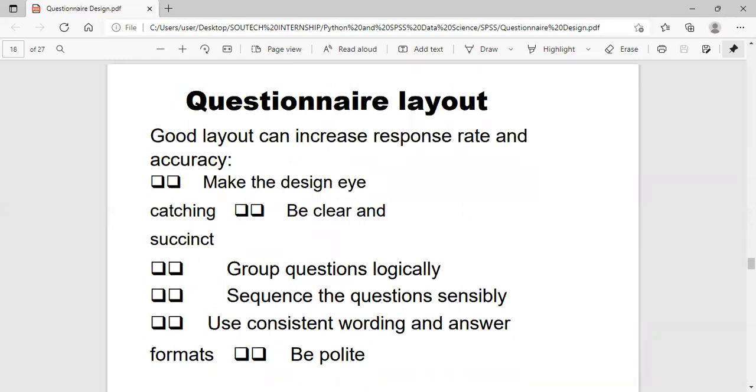Now, next we have questionnaire layout. Good layout can increase response rate and accuracy. Make the design eye-catching. It shouldn't look boring. We're not saying make it too colorful and in your face, but it shouldn't be boring. It should be attractive enough to make the person want to fill your survey. Be clear and succinct. People don't have the time to start thinking about overly complex questions. So be clear and succinct.